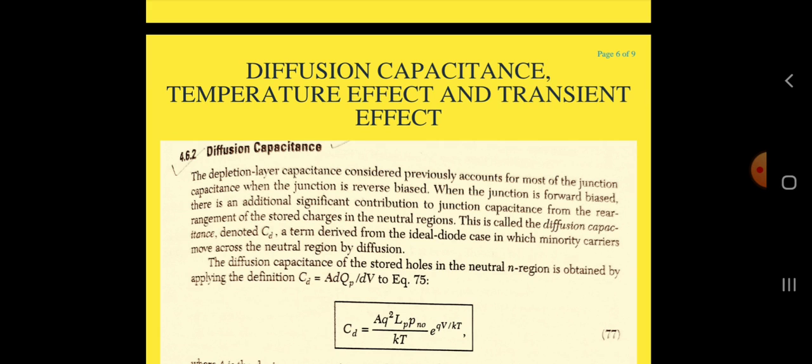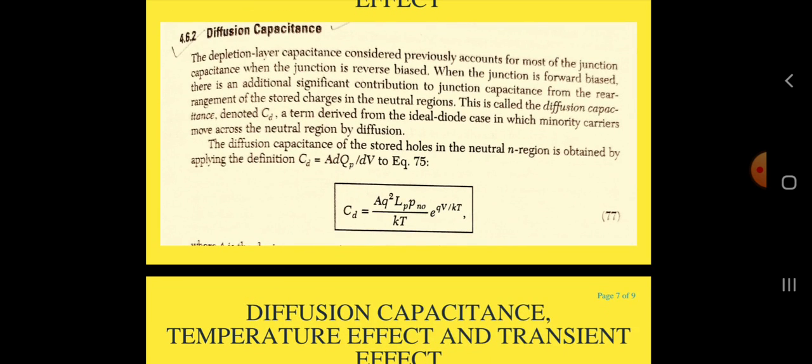The diffusion capacitance of the stored holes in the neutral N region is obtained by applying the definition CD equal to A dQP divided by dV. So this becomes CD equal to A q squared Lp pn0 divided by kT, e to the power of qV by kT, where A is the device cross sectional area. We may add the contribution to CD of the stored electrons in the neutral P region in case of significant charge storage. For a P plus N junction, however, np0 is very much less than pn0 and the contribution to CD of the stored electrons becomes insignificant.